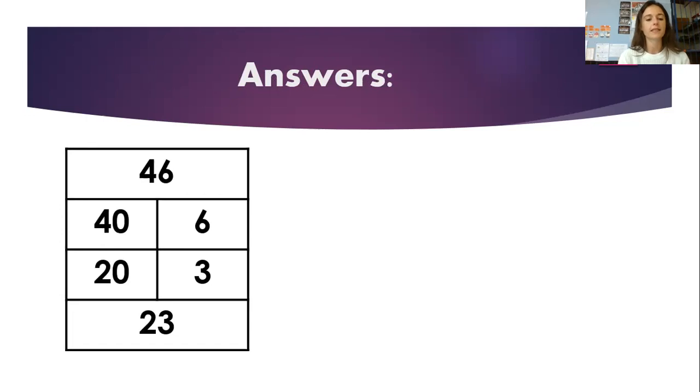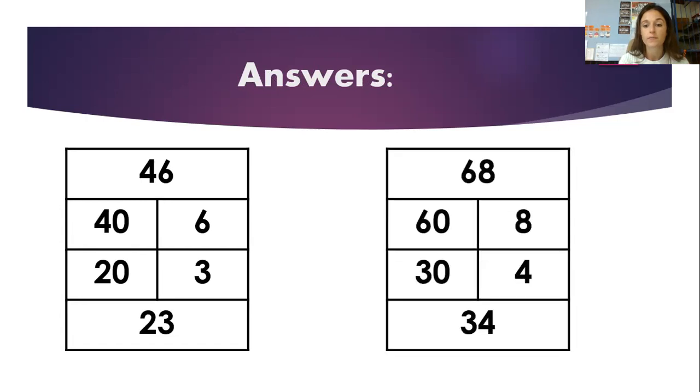If we look at 46, we split 46 into its 10s and its 1s. So it is split into a 40 and a 6. Now we are going to half each part. What is half of 40? Half of 40 is 20. What is half of 6? Half of 6 is 3. And we add those together to get 23.